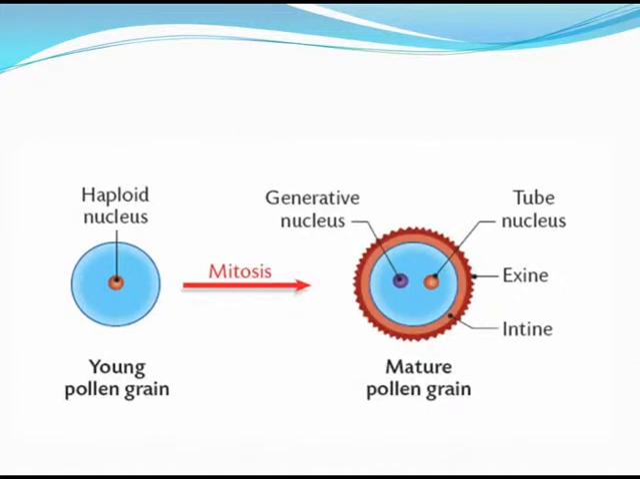Here we see maturation of a pollen grain. This is a young pollen grain which has a haploid nucleus, and on undergoing mitosis, we see that a generative nucleus is formed and the tube nucleus is there, and the exine and the intine are very well differentiated.